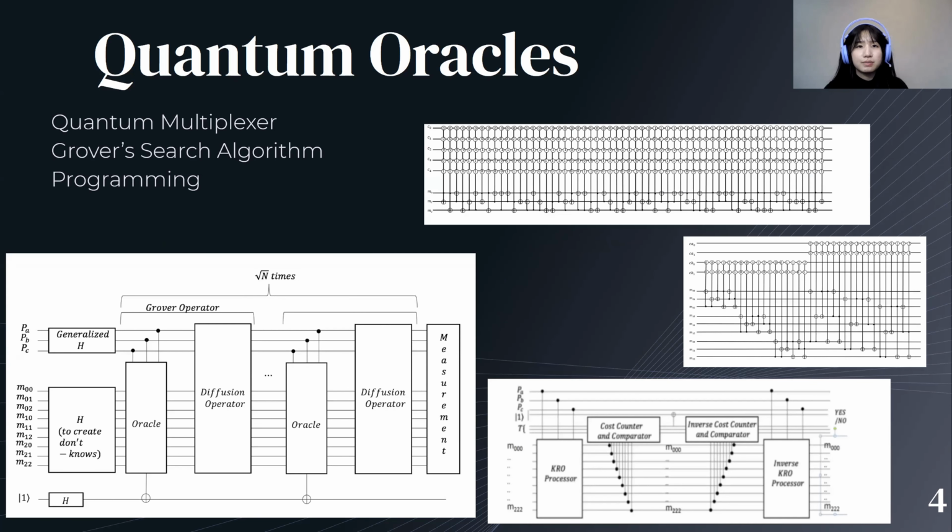Quantum oracles. We can create a quantum multiplexer by utilizing control variables to target each kernel of an expansion. Then the oracle is created by selecting all of these kernels with Grover's search algorithm.